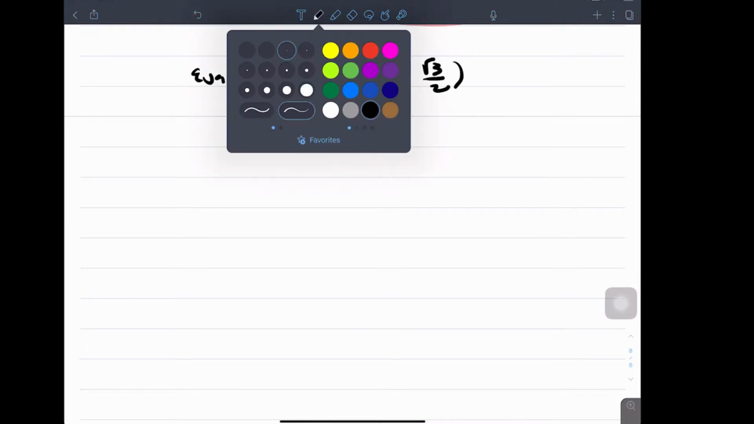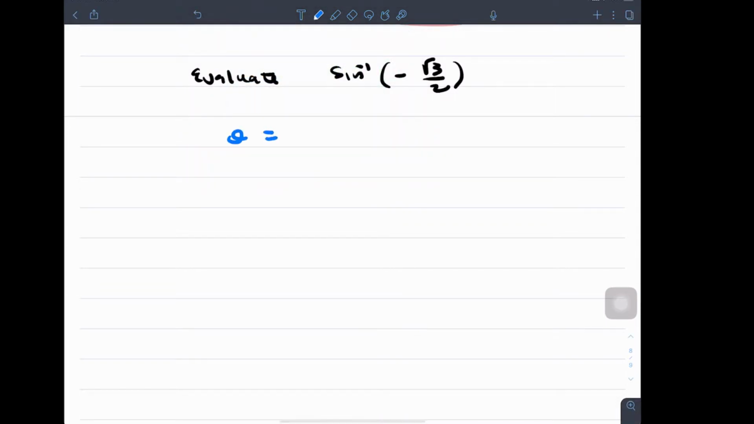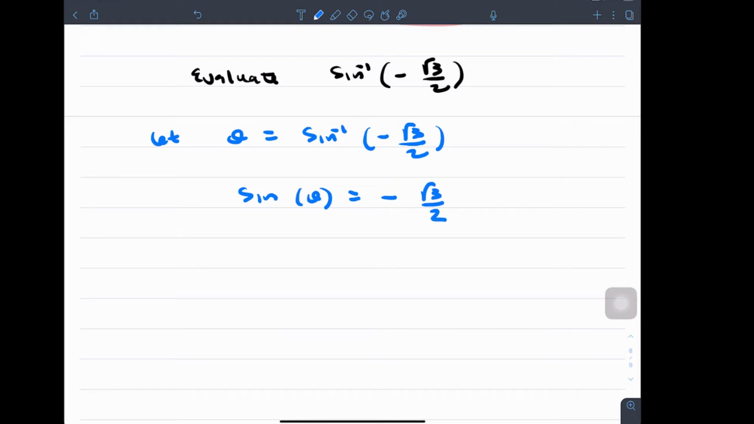Okay, so start the process, and you say what? You're going to let theta be what? Inverse sine of negative square root of 3 over 2. And if you do that, that means sine theta is negative square root of 3 over 2. So if sine's negative, it's a quadrant 4 angle. Just to let you guys know. Theta is negative. Theta is in quadrant 4. Just to kind of notate that. Sine's negative. It's only in quadrant 4 for inverse sine purposes. All right, you guys okay with that one?